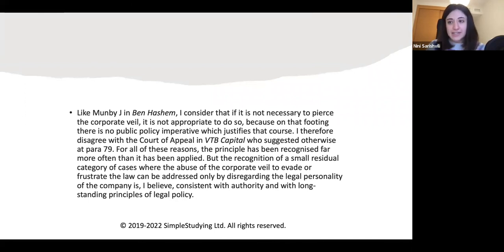However, if you have an essay question about this topic, it would be useful to discuss the development of the law in this area and the impact of Prest versus Petrodel. How did it change the law in this area and clarify the principles on piercing the corporate veil?